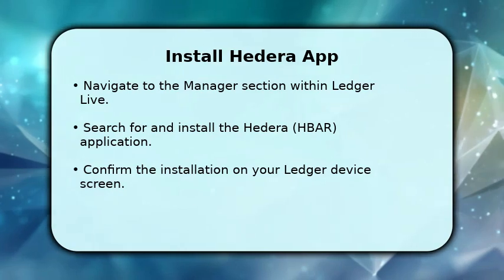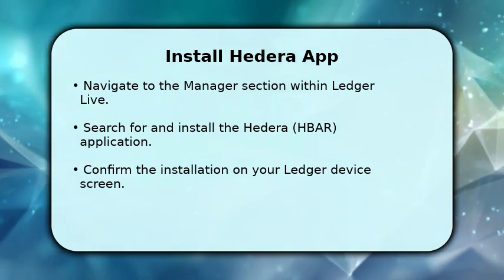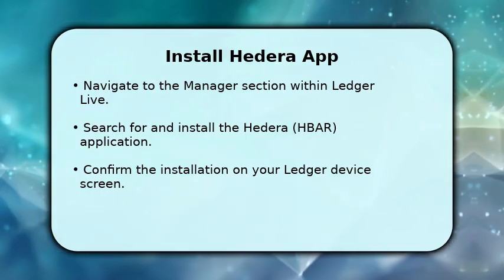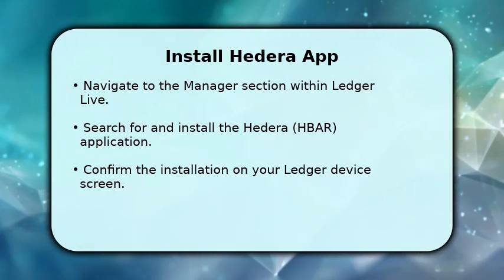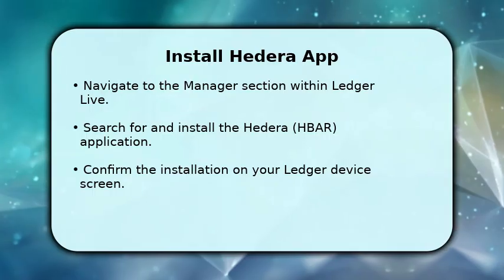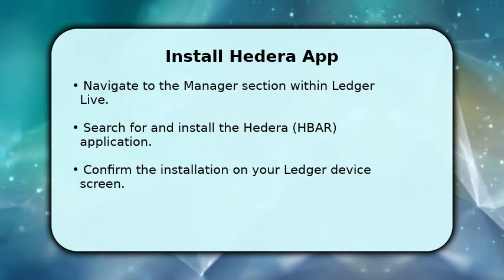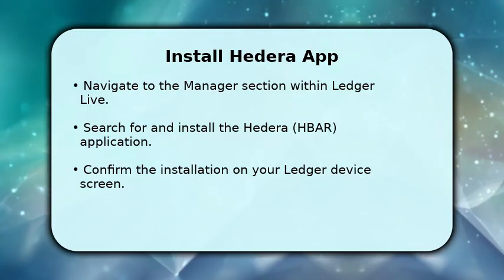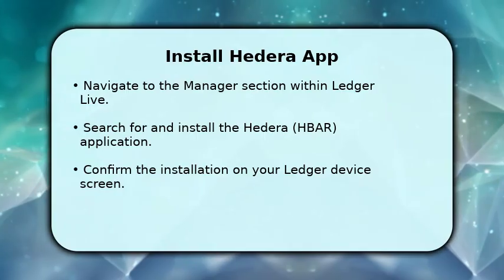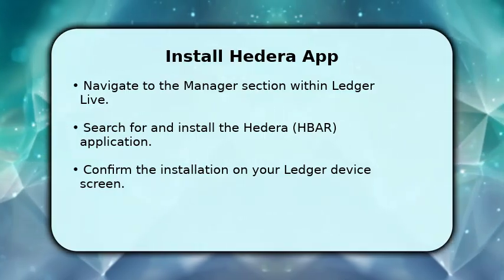Next, we need to install the Hedera application on your Ledger device. In Ledger Live, go to the Manager tab. Search for Hedera or HBAR in the app catalog. Click Install and follow the prompts. Your Ledger device will ask for confirmation. Approve it. This app is essential for interacting with the Hedera network and managing your HBAR tokens securely through your Ledger.